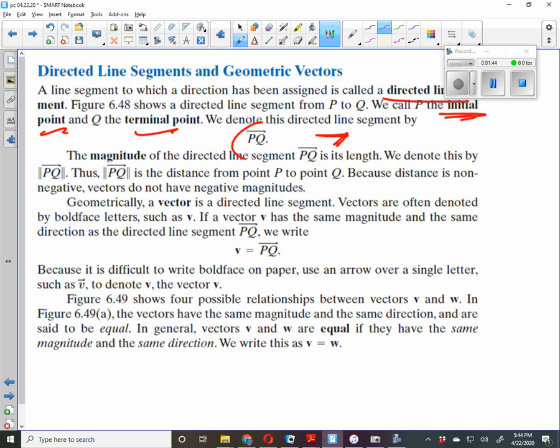The magnitude of the directed line segment is a specific length. We represent this by the double absolute value marks, which represents the distance or length of a vector. You can represent vectors as boldface v's or PQ or boldface any letters. Sometimes you're going to see it written with a cursive letter.